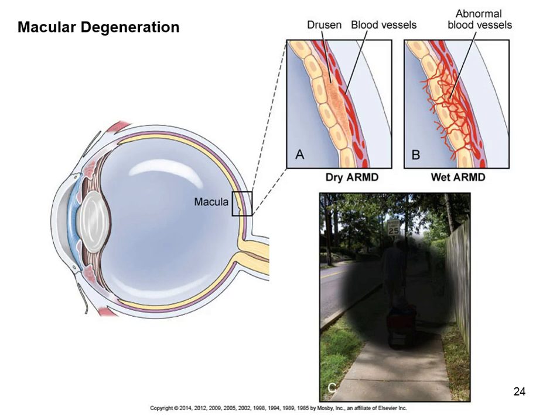Macular degeneration, here's kind of that general picture of what that looks like. Again, that part of the retina called the macula starts to deteriorate. And then as a result of that, your vision starts to fade over time.